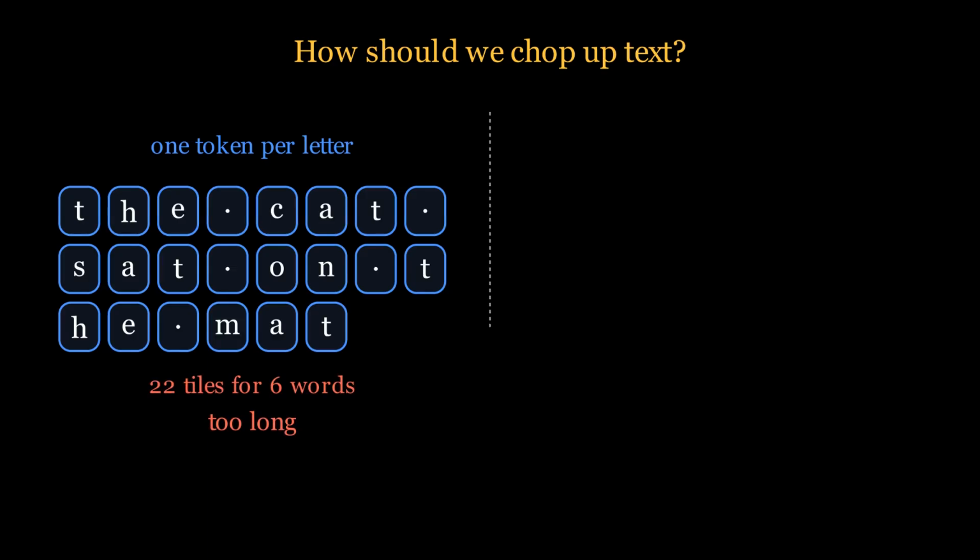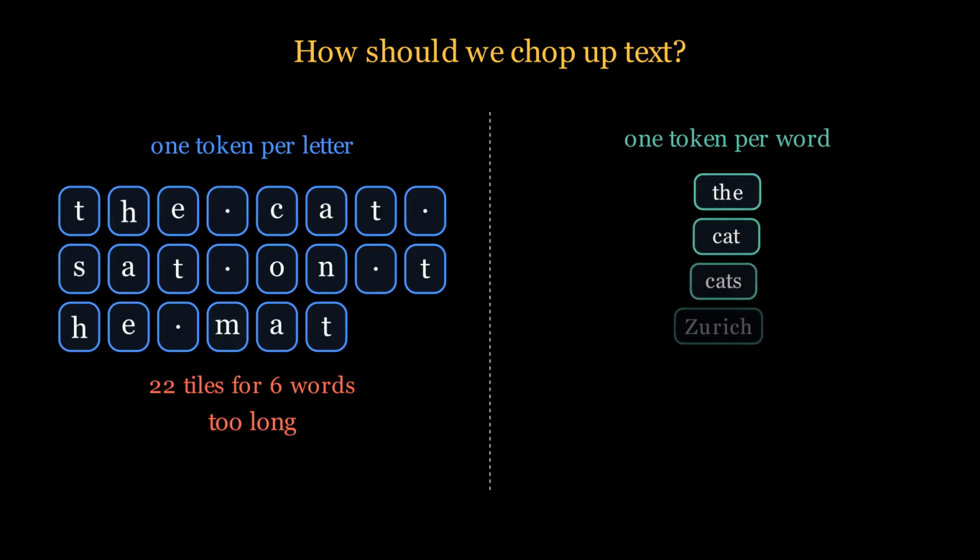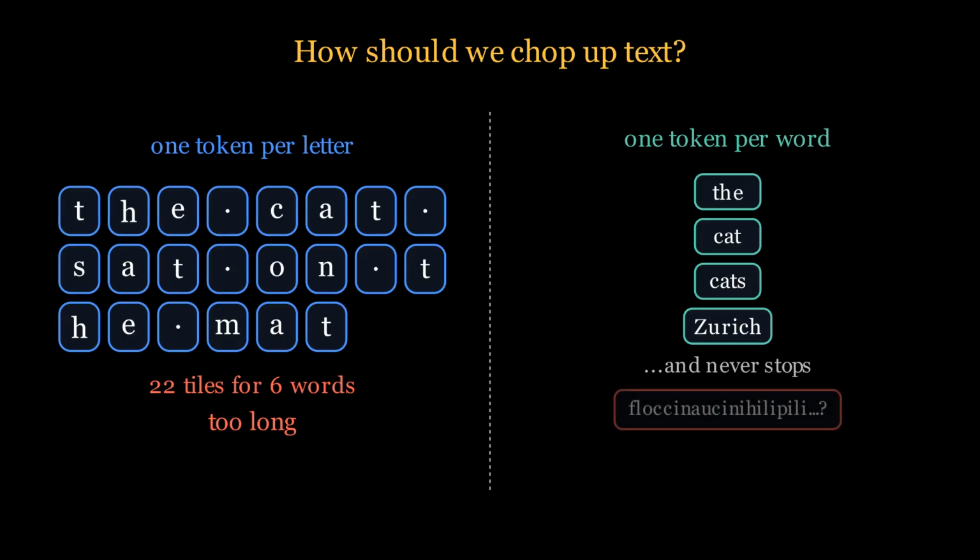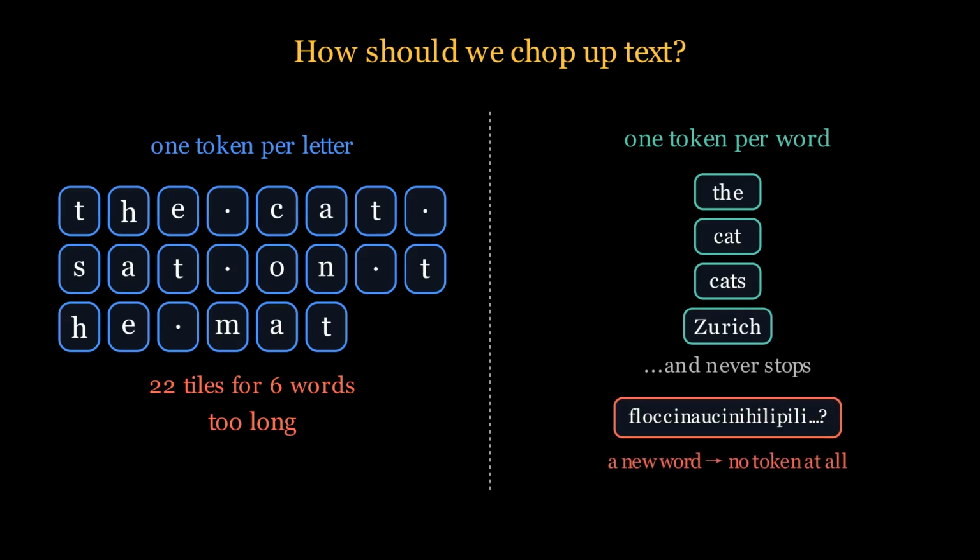So try the opposite: 1 token per word, much shorter. But now your vocabulary has to contain every word that exists, plus every plural, every tense, every name, every typo, every language on Earth. It never ends. And the first time someone types a word you've never seen, you have no token for it at all.